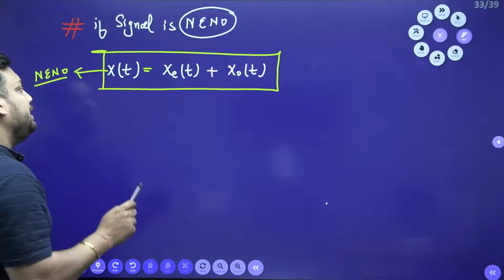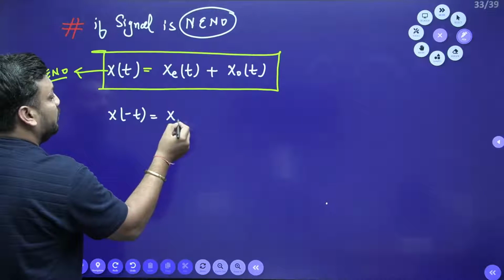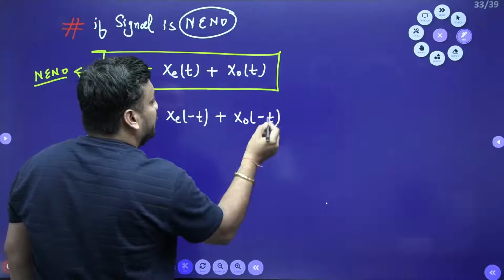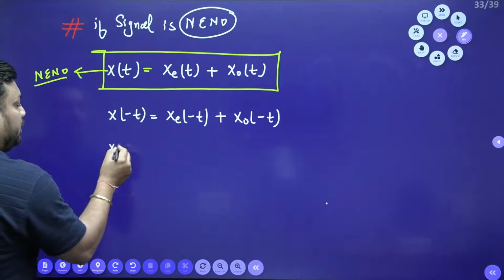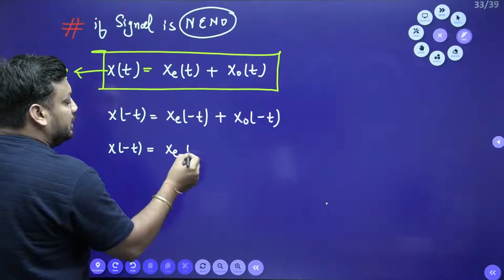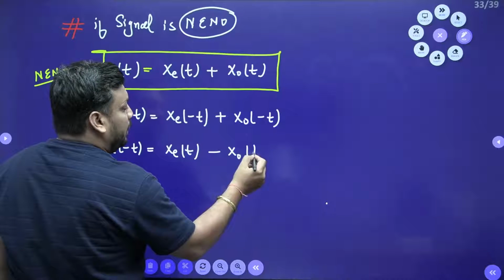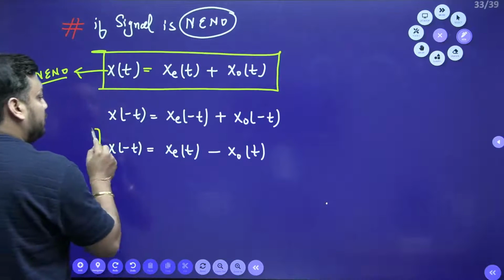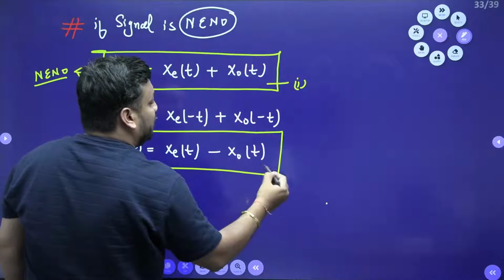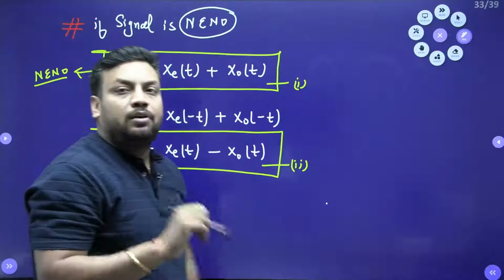If I replace t with minus t, then the first term will become x(-t), equal to x even component of minus t plus x odd component of minus t. So you will get x(-t) equal to x even part of t, and the odd part of minus t, the minus sign will come forward, so minus x odd part of t. I hope this second equation is also clear to you. So equation number 1 and equation number 2 are now crystal clear to you.